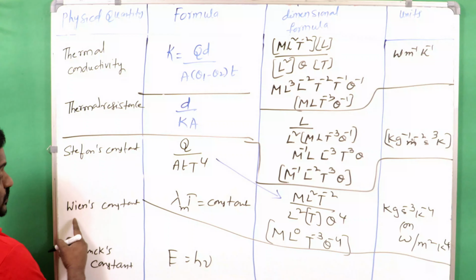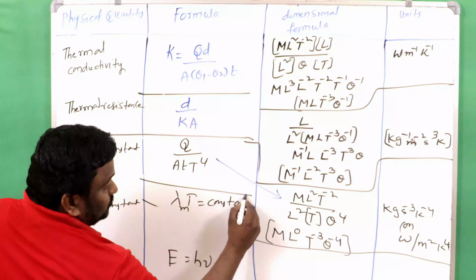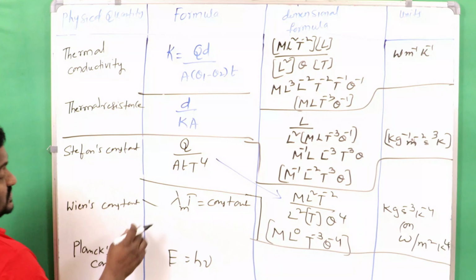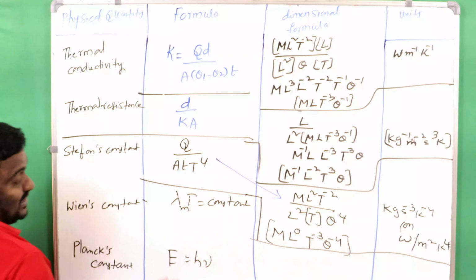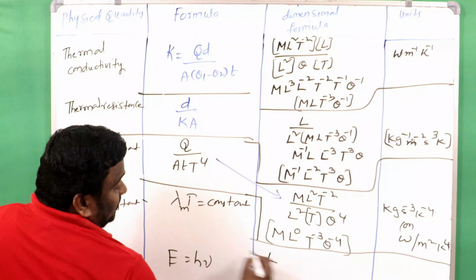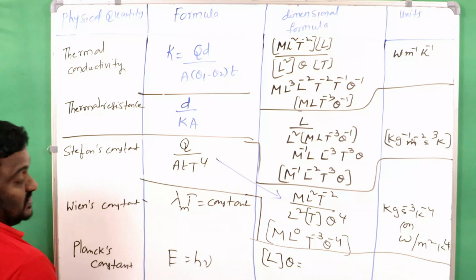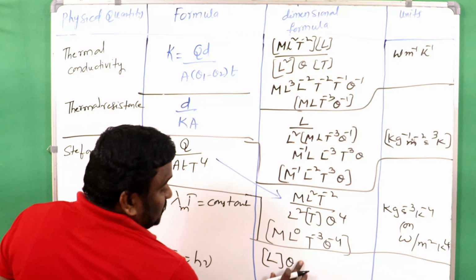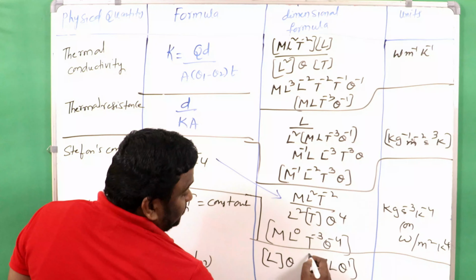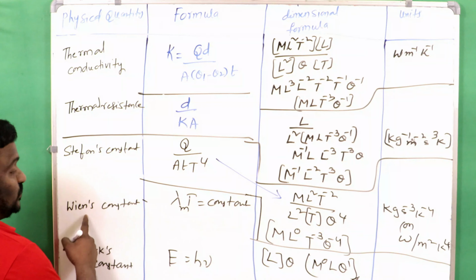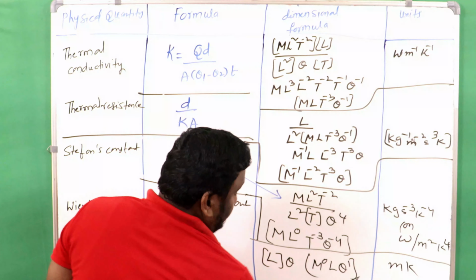And next one is Wien's constant. This is the formula of Wien's constant: lambda m times T. Here lambda is wavelength, that's why it is L, and temperature is theta, so L theta. Similarly, M to the power of 0, L, theta to the power of 1. So this is the dimension formula of Wien's constant. The unit of Wien's constant is meter Kelvin.